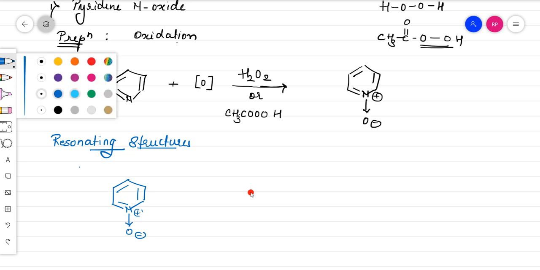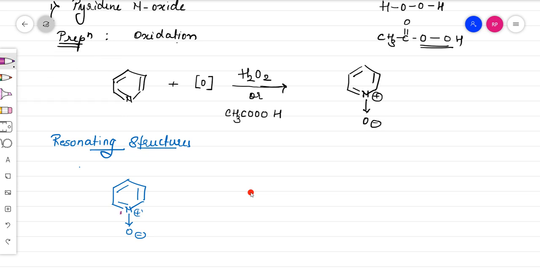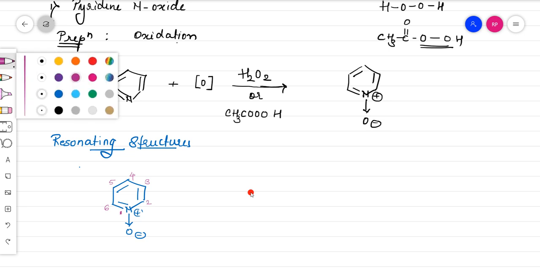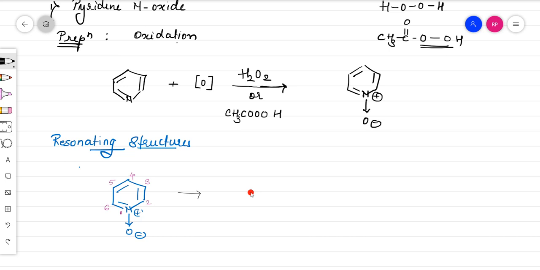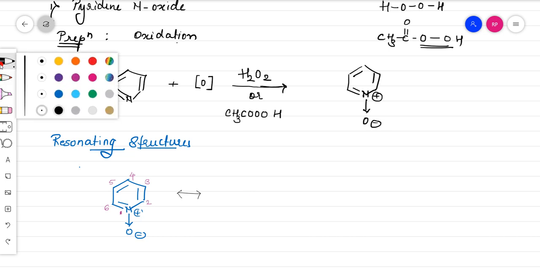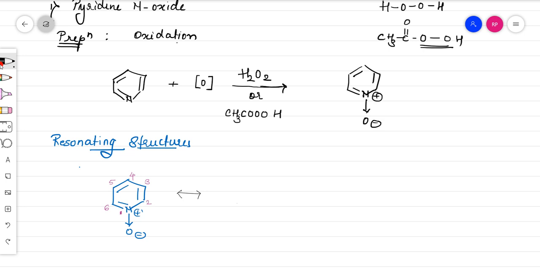Let's number this ring. So nitrogen 1, 2, 3, 4, 5 and 6. Okay, is this clear to you? Now, how to write the resonating structure? What is the first thing that we will do? Yes, anyone? What do we do in resonance? We shift the bonds. Resonance means the pi electrons are shifting, but the positions of the atoms remain the same. Yes or no?